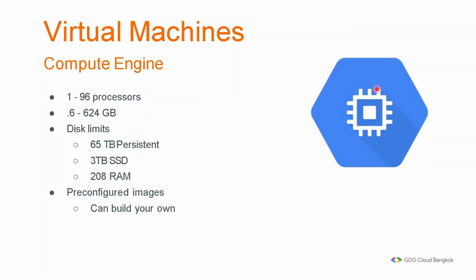We can create an instance group to manage multiple instances together. We can use autoscaling with instance groups to automatically add and remove capacity, and attach and detach the disks as needed. We can use SSH shell to connect directly to the instance. And in computing, virtual machine instances have 1 to 96 processors and 624 GB of RAM, and we have disk limits of 64 terabytes of persistent disk and 3 TB of SSD. And in pre-configured images, we can build our own.